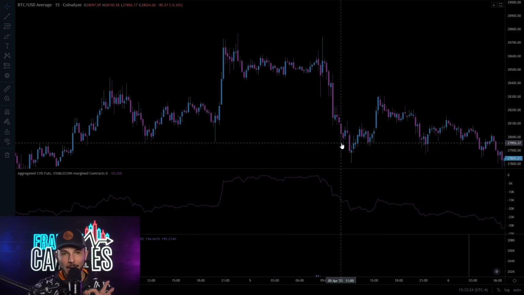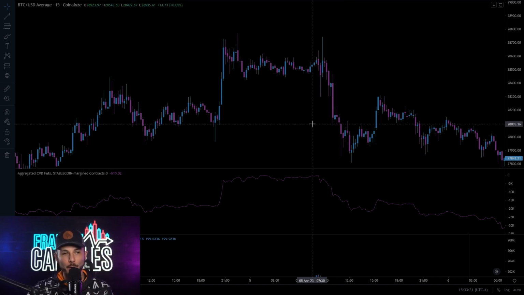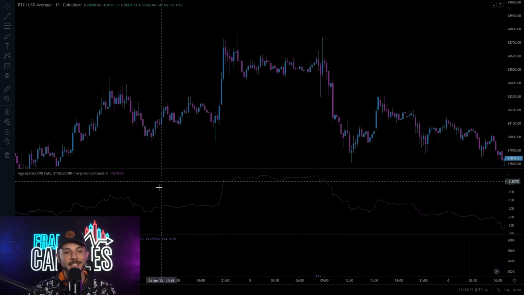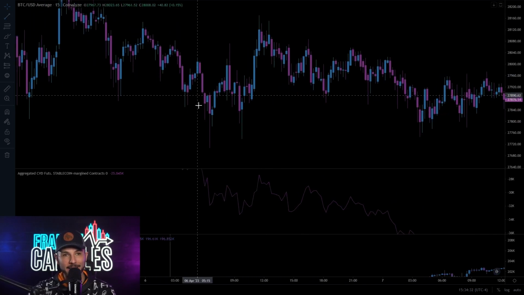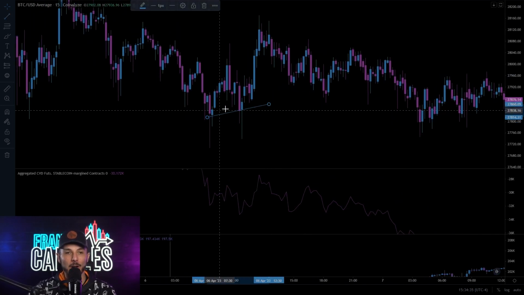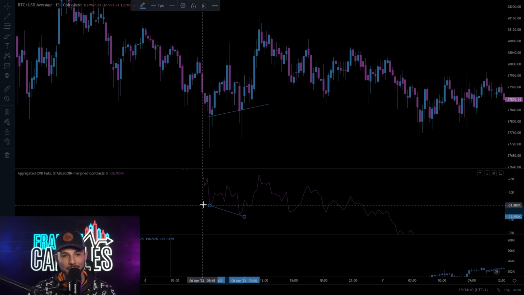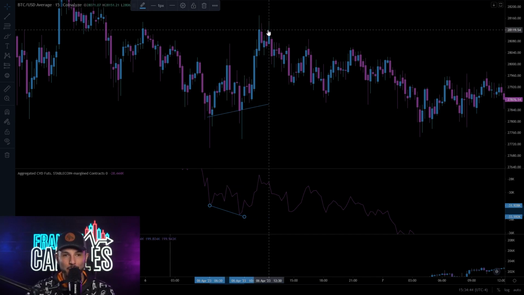So let's talk about actual CVD divergences. Now, with a bullish CVD divergence, basically what you're going to want to see is price making lower lows with your CVD making higher lows. Now, you can see a decent example of this right here. We have slight lower lows on our price action here, and we have higher lows on our actual CVD, giving us that divergence and giving us a big move to the upside.